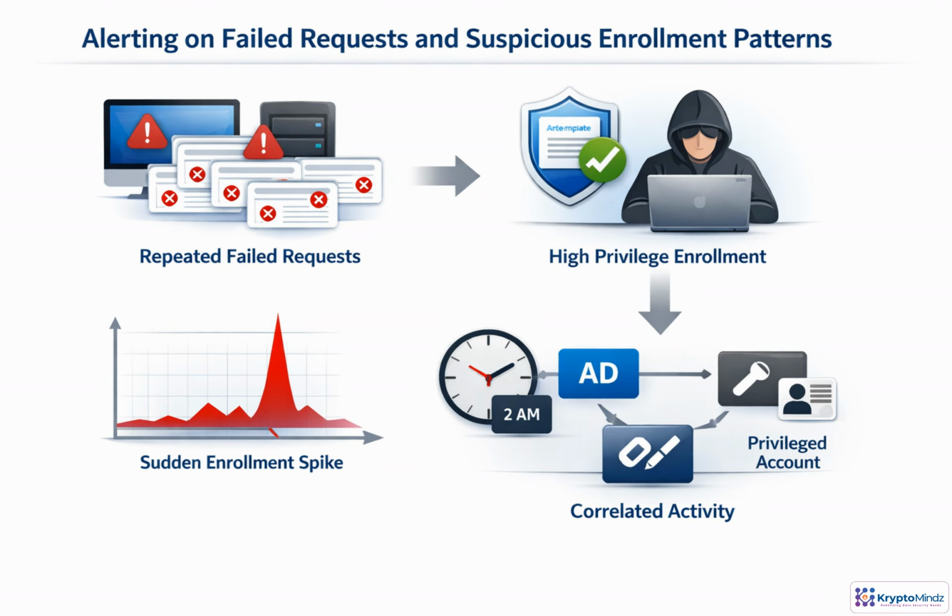Consider a service account that suddenly fires off 80 failed requests for a user authentication template overnight. That's not noise, that's a signal. Your alerting should flag repeated failures from the same account or host, especially when the template can grant logon or VPN access. From there, look for enrollment spikes or activity at unusual hours and correlate with AD changes, template permission edits, and privileged account actions to determine whether you're seeing misconfiguration or active abuse.